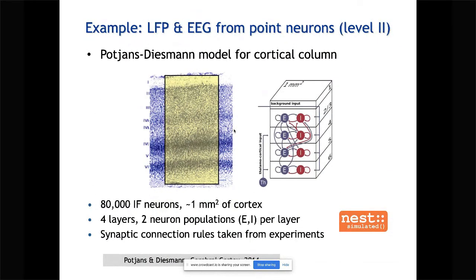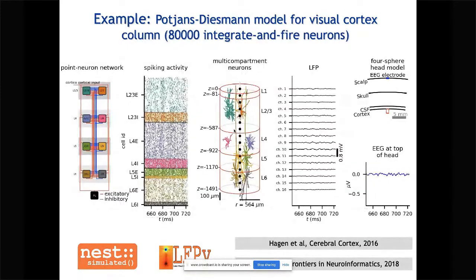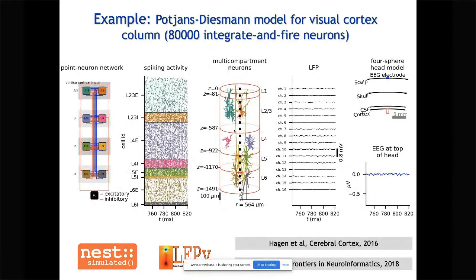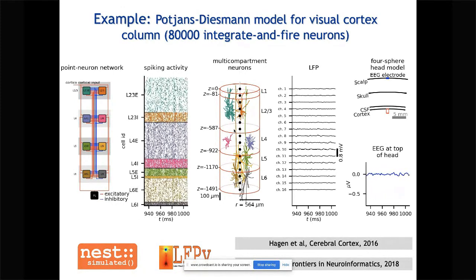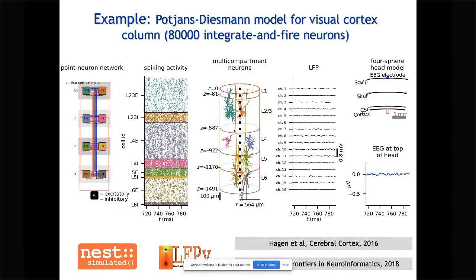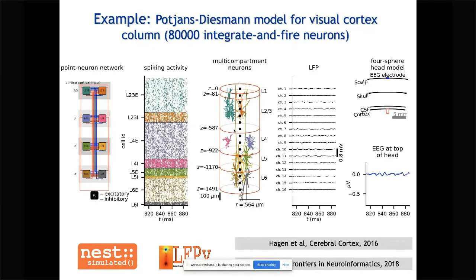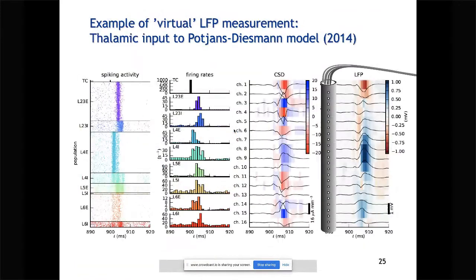Here is another example where we computed signals from a neuron network model in NEST. There you have to do a trick: you compute the spiking in NEST, and then replace all the point neurons with morphologically detailed neurons. But then you can compute not only the spikes, but also the LFP and the EEG at the top of the head. So this forward model is quite well established.